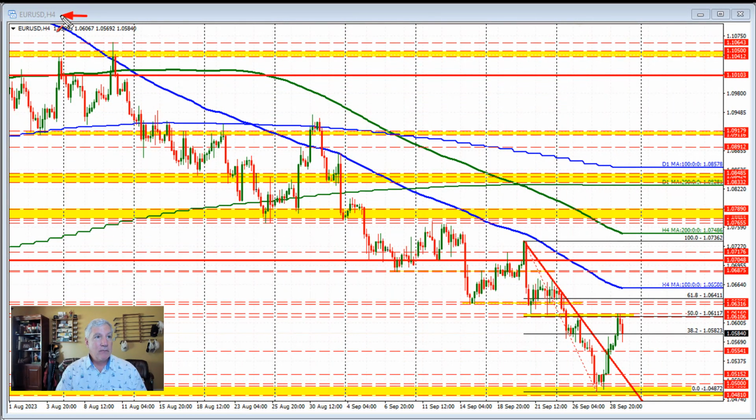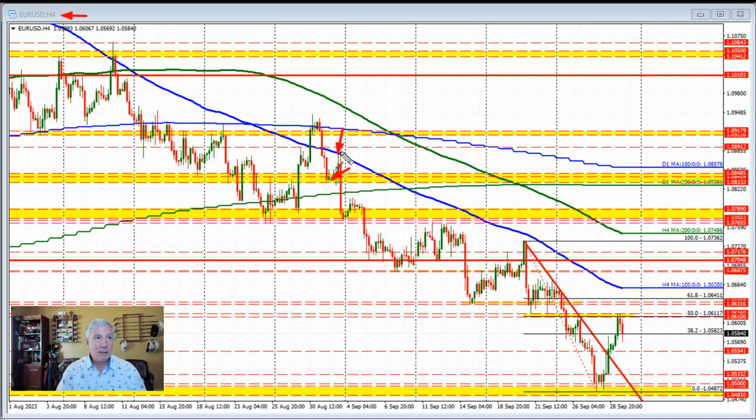This is a Forex quick look at the euro versus US dollar as we head into the weekend, as we head into a new trading week. Starting off by taking a look at the 4-hour chart. The month of September started right around here, and initially the price moved higher.